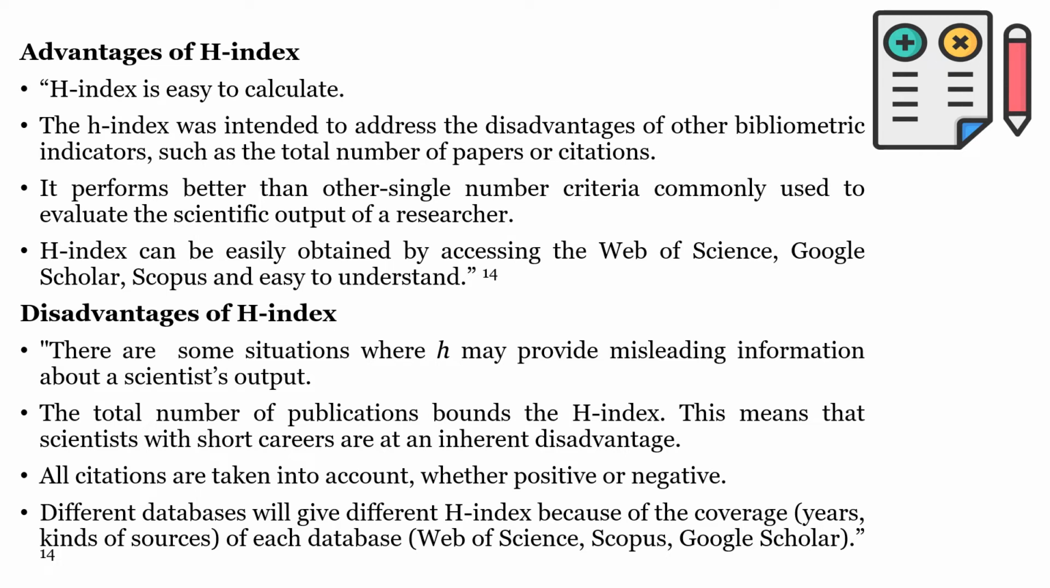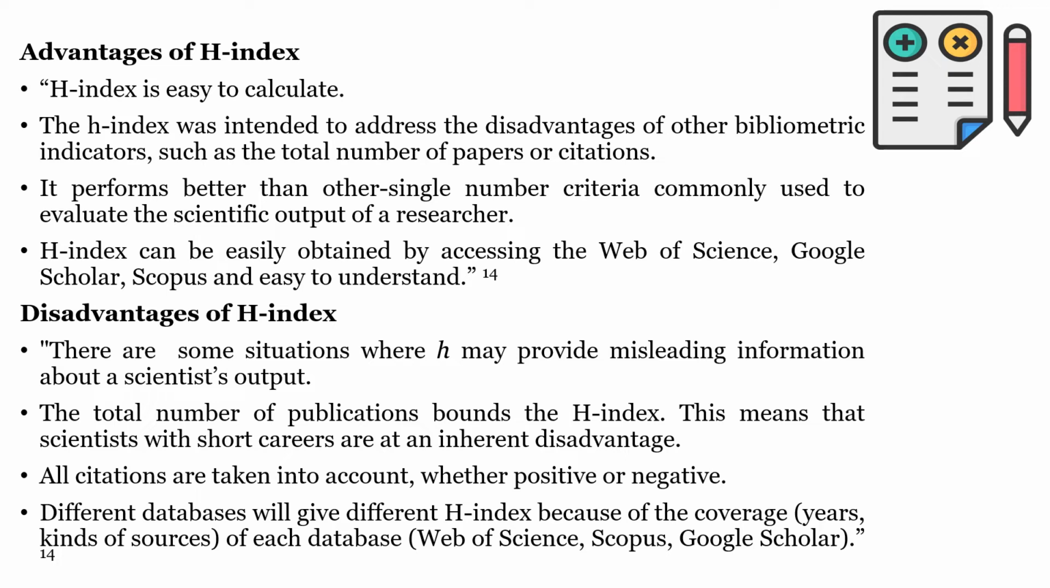Now we'll discuss the advantages and the disadvantages of the H index. The advantages are that it's easy to calculate. The H index was intended to address the disadvantages of other bibliometric indicators such as the total number of papers or citations. It performs better than other single number criteria commonly used to evaluate the scientific output of a researcher. The H index can be easily obtained by accessing Web of Science, Google Scholar, or Scopus, and it's very easy to understand.